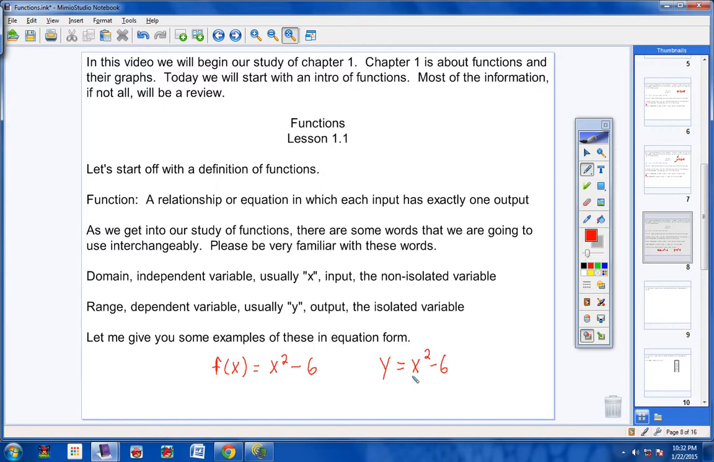And so you would see x would be your independent variable, your input, and it's the non-isolated variable. Your y would be your range, your dependent variable, your output, the isolated variable, okay? Or f of x, same thing. F of x would be your range, dependent variable, output, the isolated variable, okay? So these are examples in equation form.